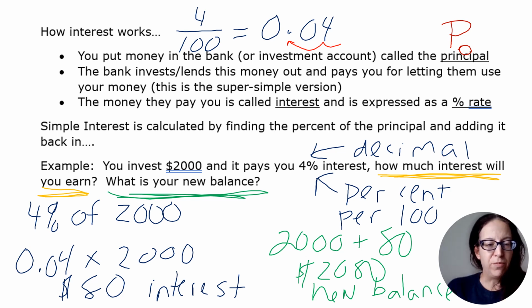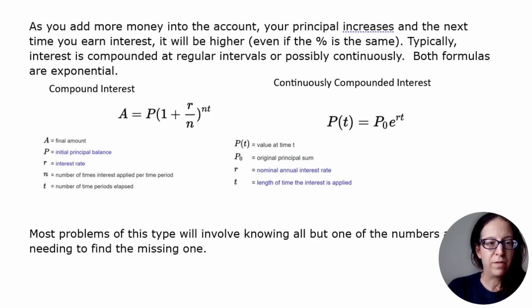All right, moving on. As you add more money into the account, your principal increases. And the next time you earn interest, it will be even higher, even if the percent is the same. So if I go back to the previous problem and I earn 4%, now I'm earning 4% of 2,080, which means I'm going to earn a little bit more money. Every time your interest is calculated, even if the interest rate remains the same, you're going to be earning a little bit more money because that base number is going to continue to increase.